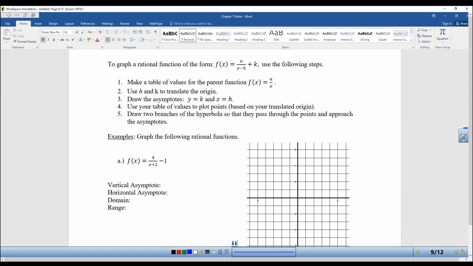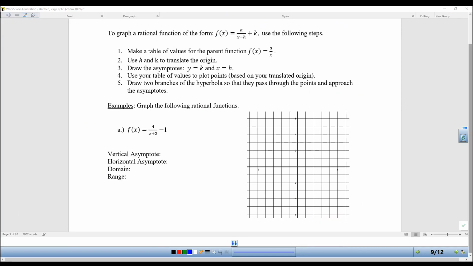Okay, so of course, what do we need to do? We need to shift. Luckily, it's just like everything else you've learned this year. The h is going to shift it left or right, and the k is going to shift it up or down. Nothing has changed. So when you do this problem, I personally would make your table of values for just 4/x. I would ignore the 2 and the 1 and just use those for shifting.